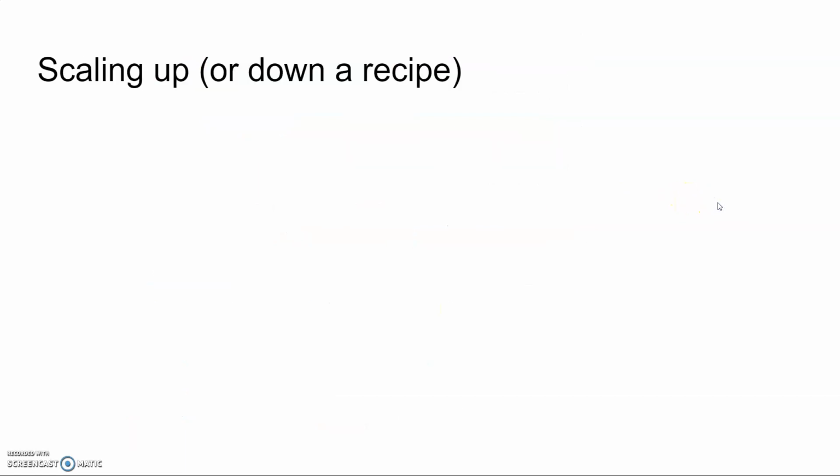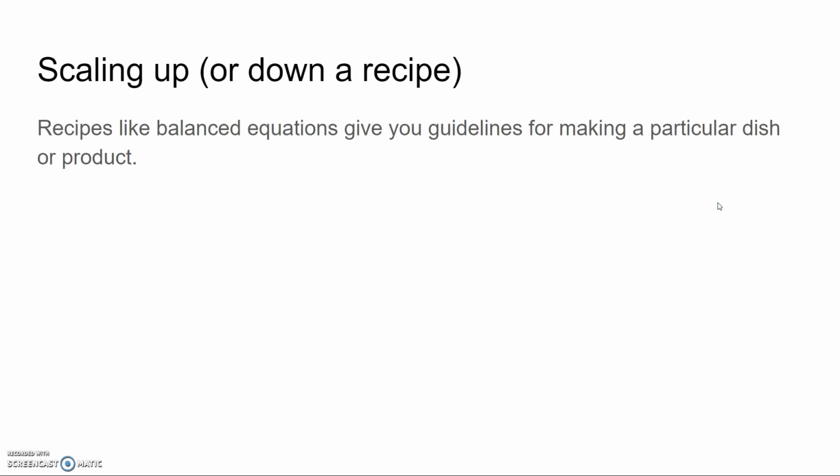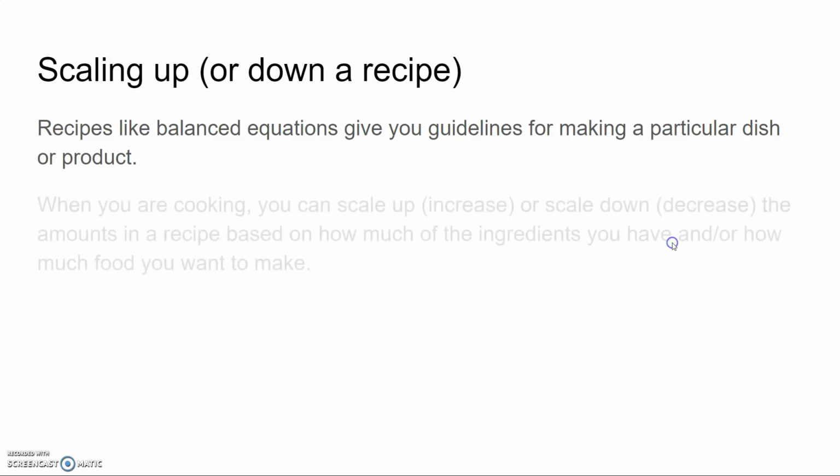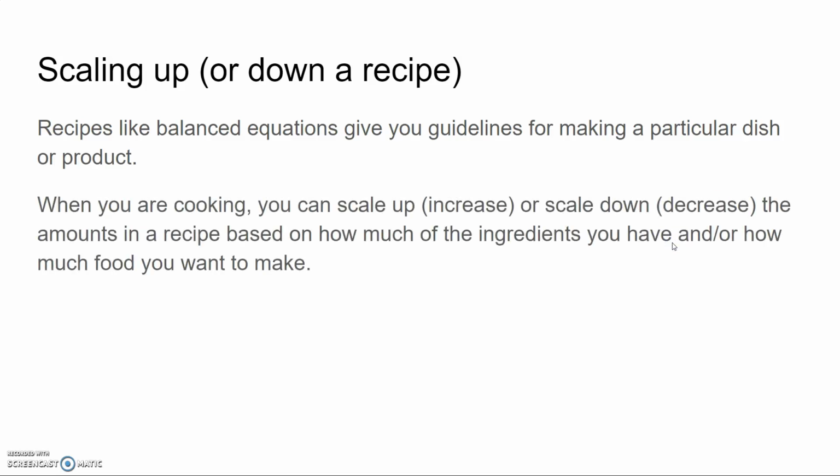Now, recipes, like balanced chemical equations, give you a guideline for making a particular dish or product. However, when you're cooking, you don't necessarily have to follow the recipe. You can scale up the recipe, which is to increase it, or scale it down to decrease it based on how much of the ingredients you have and or how much food you want to make.